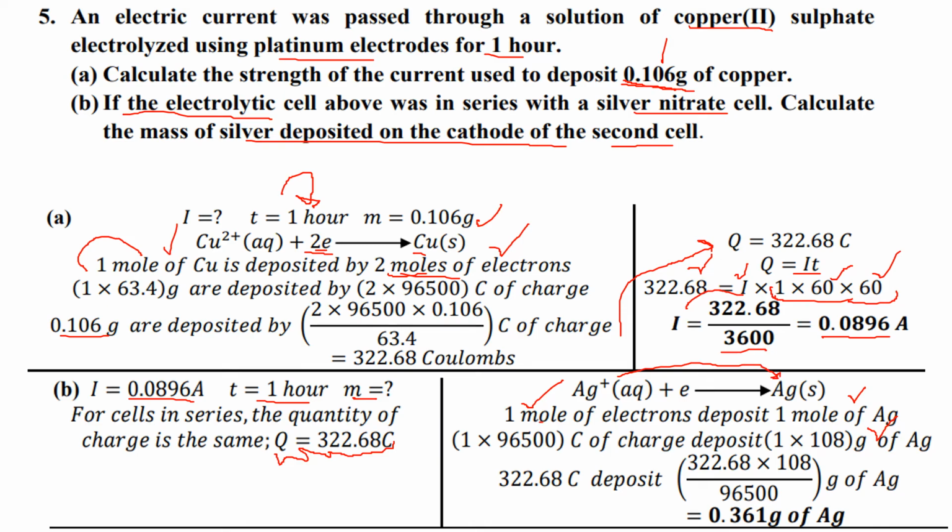But 1 mole of electron, to convert it into charge, is 1 times 96,500 coulombs of charge, to be deposited by 1 mole of silver, which is equivalent to the relative atomic mass of it, which is 108. So what about the charge that we calculated above, which was 322.68 coulombs of charge? It is going to deposit how many grams of silver? And calculating and substituting everything in the calculator is going to give you 0.361 grams of silver to be the mass of silver that was deposited on the cathode of the second cell.